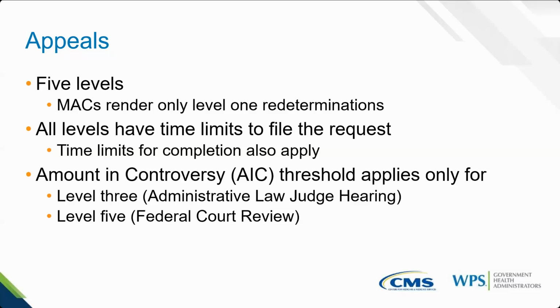There are 5 levels of Medicare appeals. There is only one level of appeal that is rendered by the MAC, or by WPS-GHA, and that is the first level of appeal. That one's called a redetermination. All 5 levels have time limits for filing the request for appeal, and there are also time limits to make the appeal decision. Time frames apply for each level, and you need to be cognizant of those.